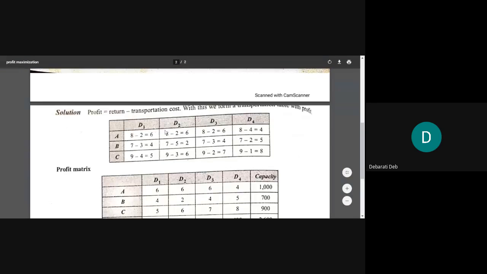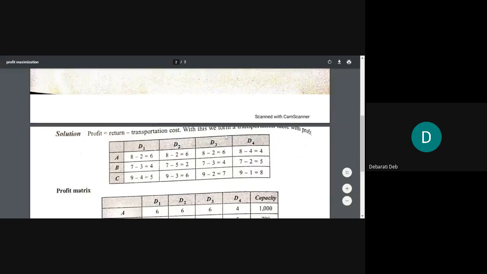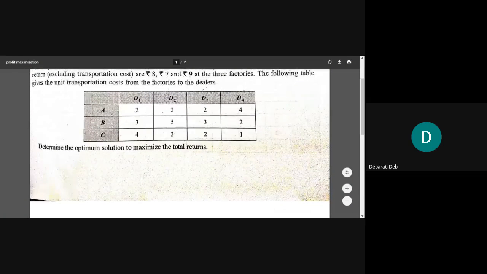For the first source, the overall return was rupees 8, and the individual transportation costs were given in the question. So you just go on deducting the individual costs from the overall return given in your question. Okay, so what will you do? You will do 8 minus 2, 8 minus 2, 8 minus 2, 8 minus 4. These 2, 2, 2 and 4 are the costs given for the individual travels, right? From A to D1, A to D2, A to D3, A to D4.